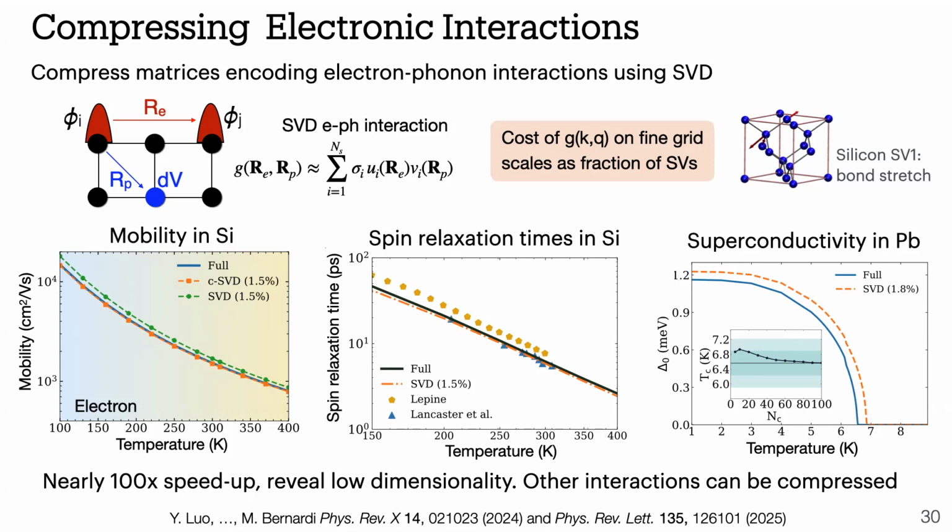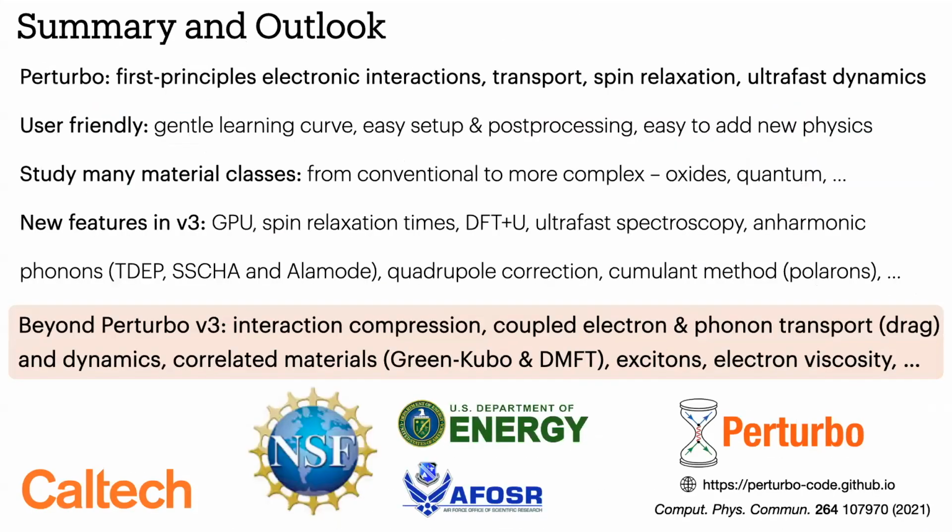This is a feature that will be added in future versions of the code, and I think it will make entirely new workflows possible. If you're curious, in recent work, we've also shown how to compress other interactions with more advanced machine learning frameworks. I'm quoting here a paper in the lower right that discusses that. I think I went a little over time, and I apologize for that.